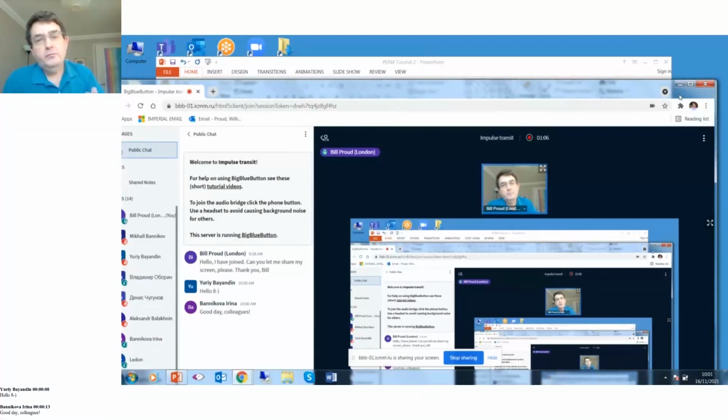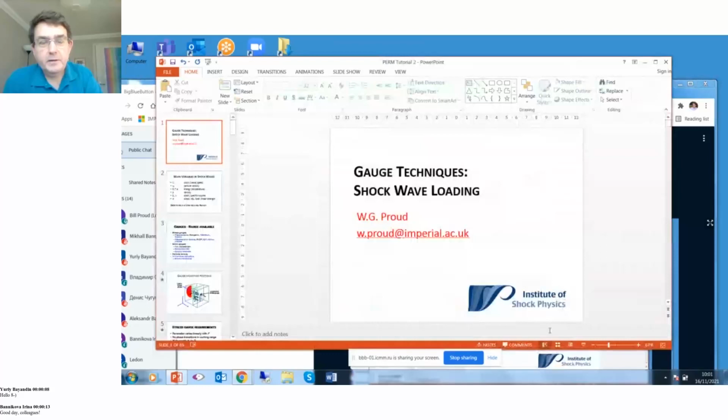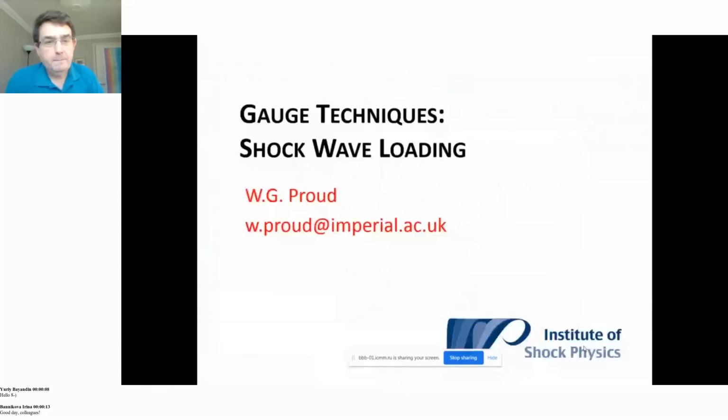Many of you, if you've worked in the area of shock waves, will have come across the use of stress gauges and strain gauges and particle velocity gauges. This is, again, very much an overview. Hopefully, those of you who are less familiar with these areas will find it of interest. And I hope that you get something to take away from this. Okay, I shall now share the PowerPoint, and hopefully you can continue to hear me.